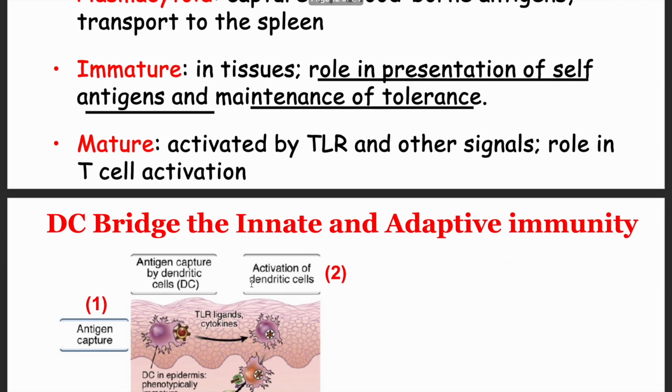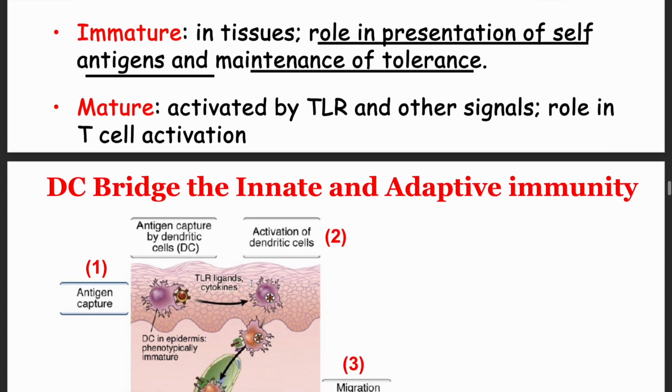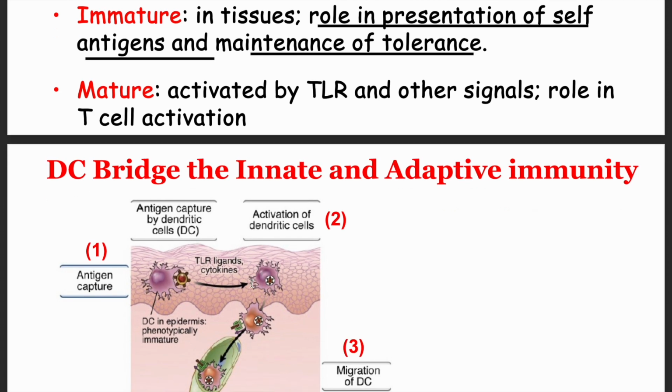زين هسه راح نشرح شنو الفرق بين الاماتشور والماتشور. هسه خلينا نفترض انه pathogen has entered the body. زين، الباثوجين it's recognized by the immature dendritic cell that presents the self antigen. هسه it has engulfed this pathogen. زين احنا بالباثوجين what does it contain? It contains its own antigen.